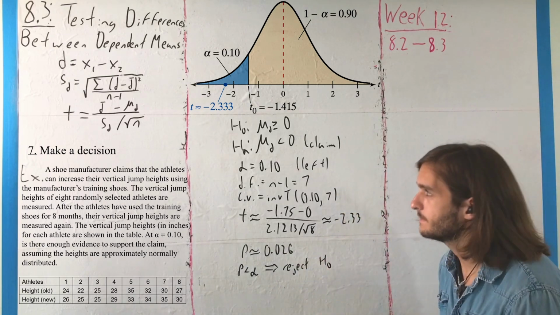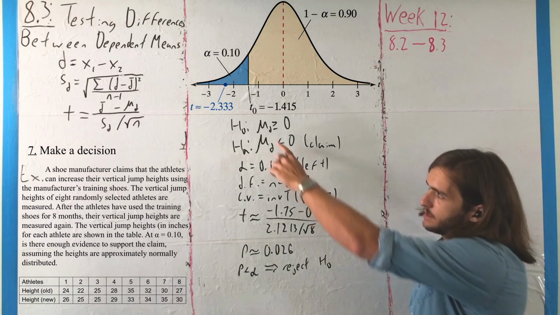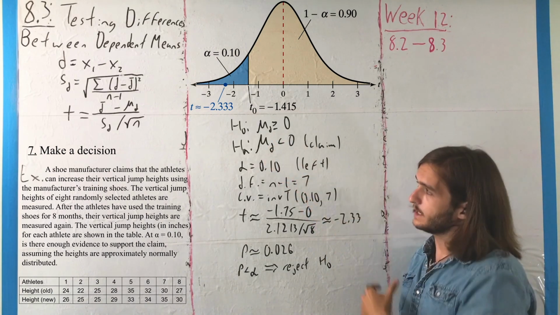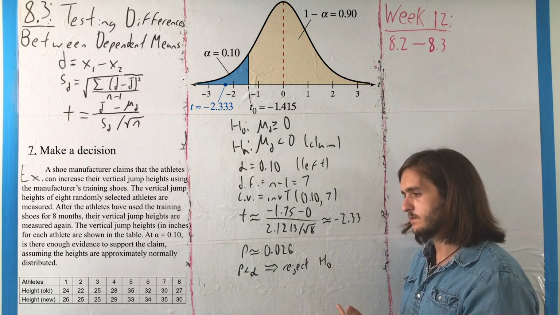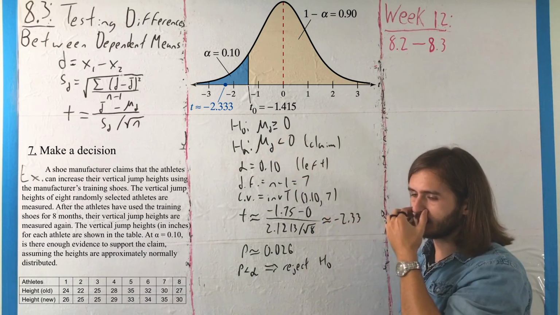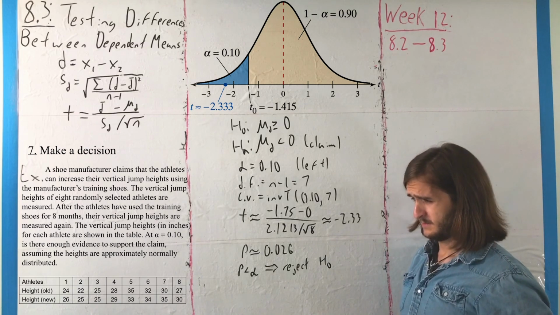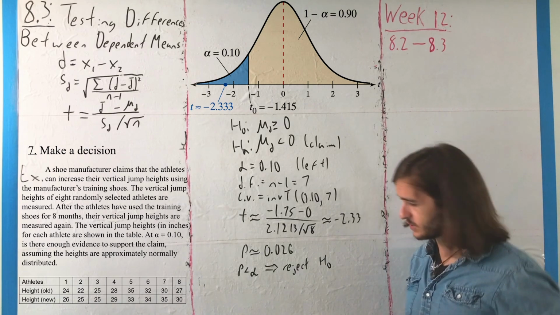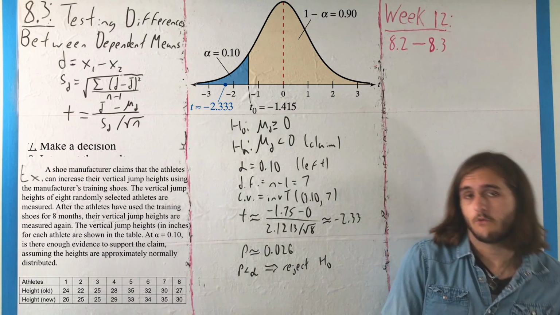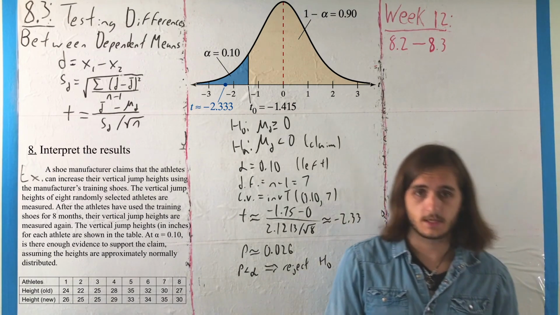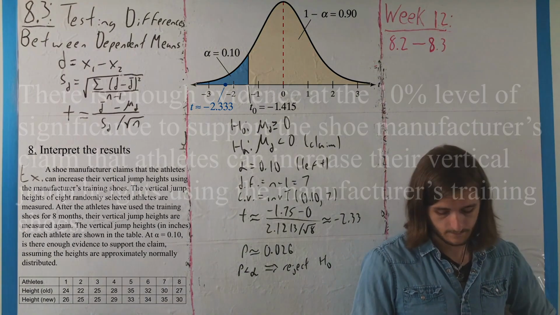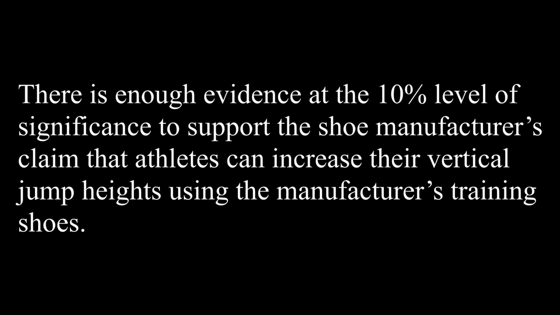Where the null hypothesis here is the hypothesis stating that the mean difference of before minus after is at least 0. That is, we are rejecting the idea that the shoes either decrease their vertical or do nothing. So if we want to get our conclusion, we would have something to say along the lines of, there is enough evidence at the 10% level of significance to support the shoe manufacturer's claim that athletes can increase their vertical jump heights using their training shoes.